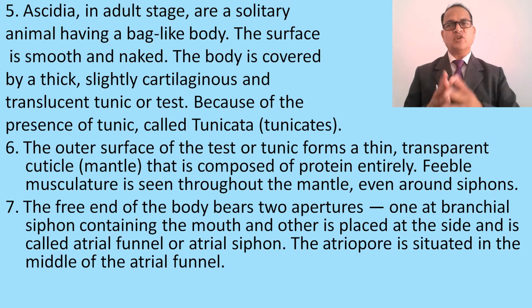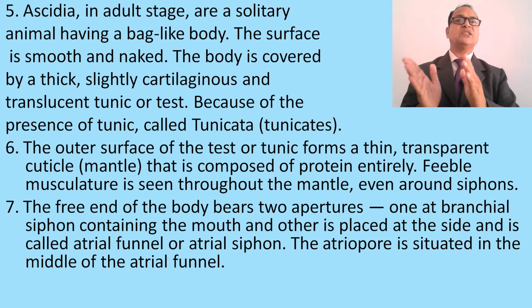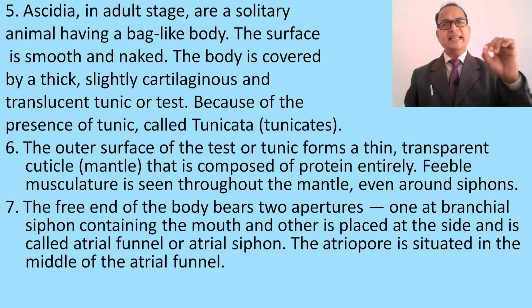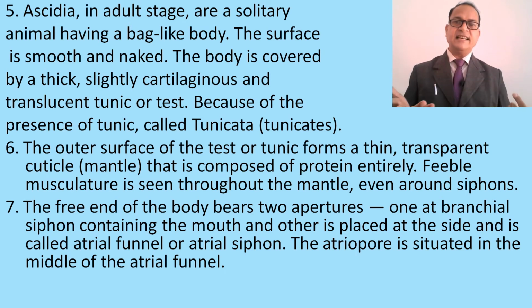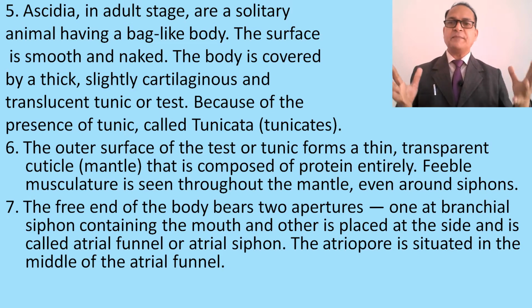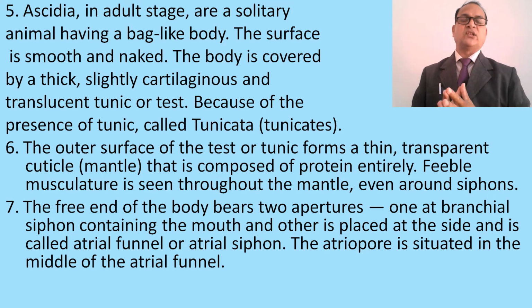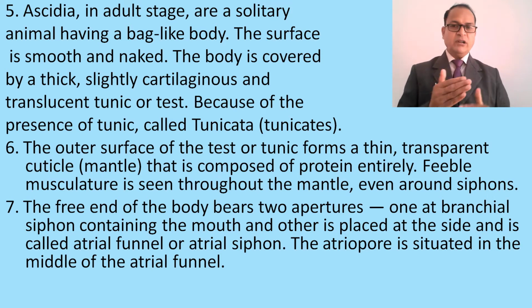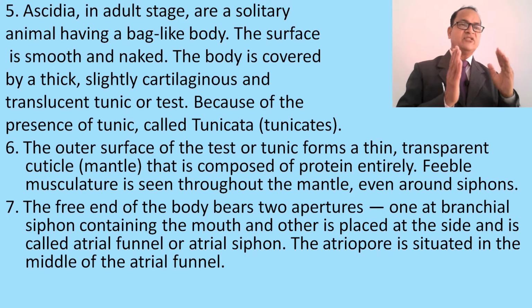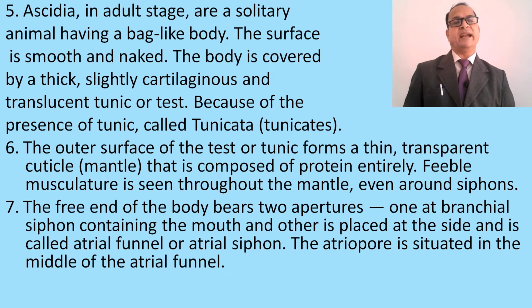Ascidia in the adult stage is a solitary animal having a bag-like body. The surface is smooth and naked. The body is covered by a thick, slightly cartilaginous or translucent tunic or test. Because of the presence of the tunic, these are called tunicates or Tunicata. The outer surface of the test forms a thin, transparent cuticle that is composed entirely of protein. Feeble musculature is seen throughout the mantle, and even around the siphon.